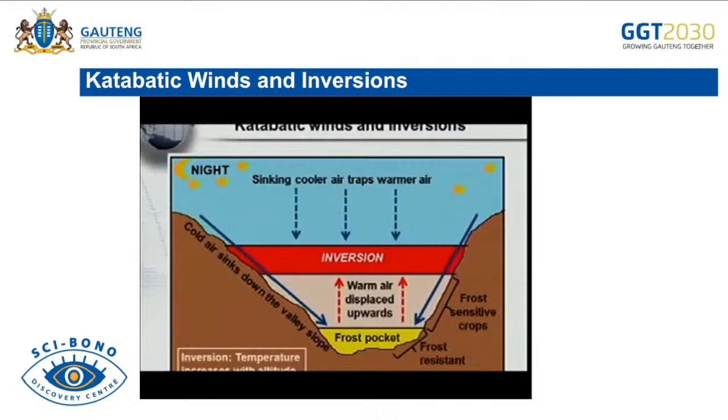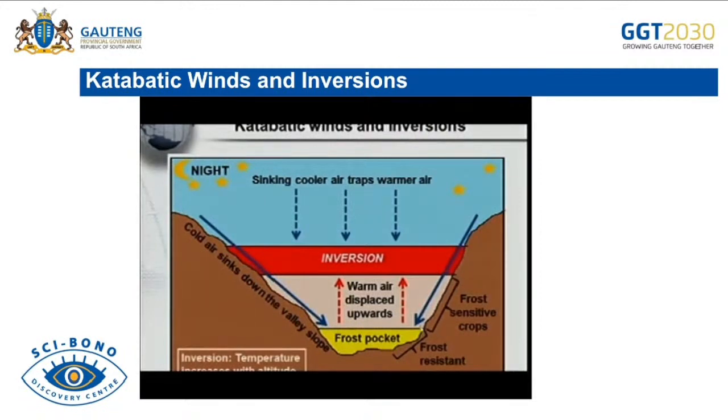Now, what we've got here is katabatic winds and inversions. You remember this is happening during the night, right? Easy to remember: katabatic during the night. Cats walk during the night. Okay, here we go. What happens is that the air has cooled off. And what happens when air cools off? It sinks down the valley slope. Look at our arrows here. The cold air sinks down the valley slope.